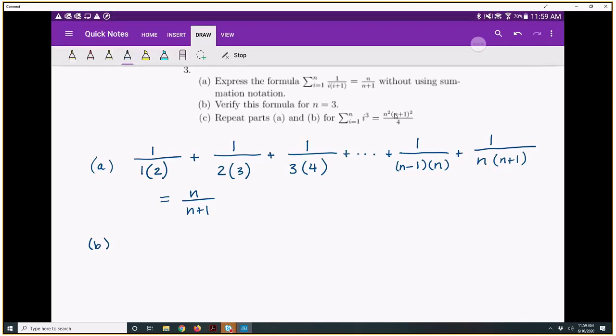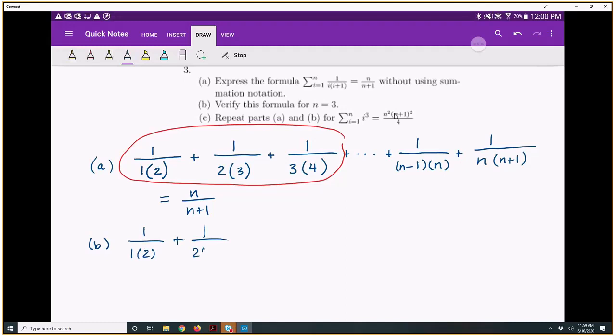Now we're asked to verify that this formula is true for n equals 3. Well, for n equals 3, I already have written my first 3 terms here. So I have 1 over 1 times 2 plus 1 over 2 times 3 plus 1 over 3 times 4, which is 1/2 plus 1/6 plus 1/12.